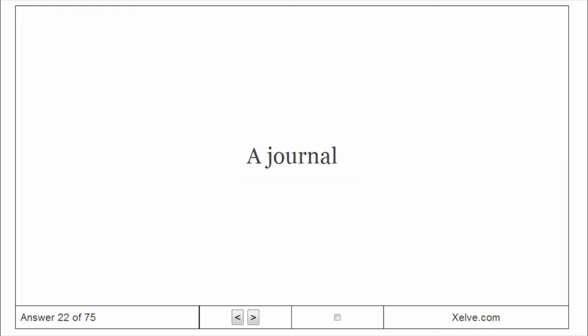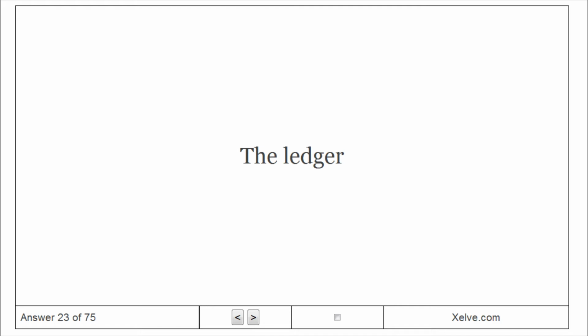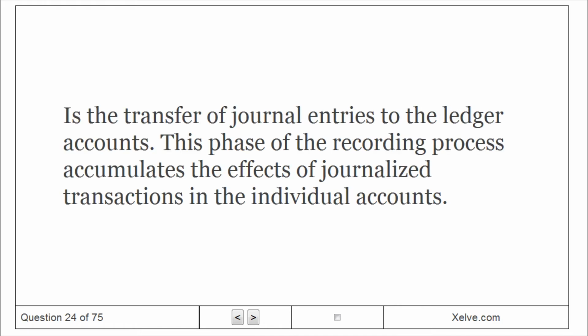A journal is the entire group of accounts maintained by a company. The ledger keeps in one place all the information about changes in specific account balances. The ledger is the transfer of journal entries to the ledger accounts. This phase of the recording process accumulates the effects of journalized transactions in the individual accounts.